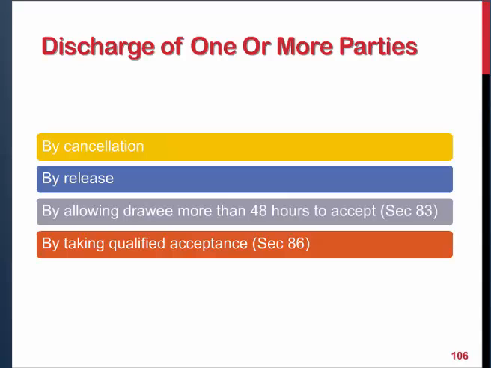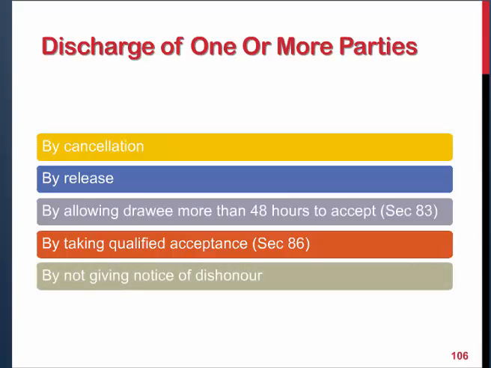By taking qualified acceptance, Section 86: if a holder of a bill agrees to a qualified acceptance, all prior parties whose consent is not obtained to such an acceptance are discharged from liability. By not giving notice of dishonour: any party to the negotiable instrument other than the party primarily liable, to whom notice of dishonour is not sent by the holder, is discharged from liability as against the holder, unless the circumstances are such that no notice of dishonour is required to be sent.